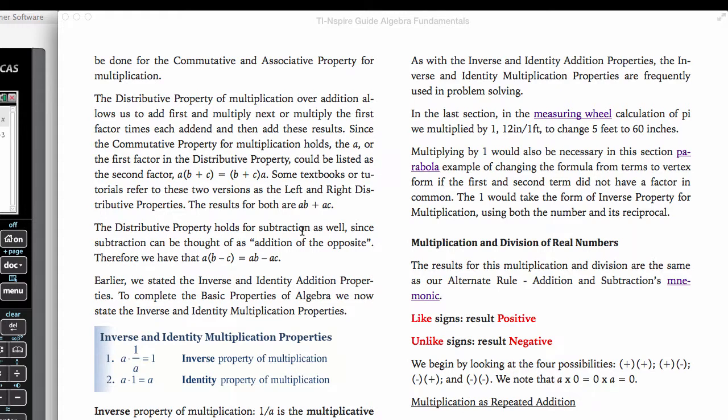We have flipped ahead several pages in our second chapter. We are now looking at multiplication and division of real numbers. If the two signs are alike, the result is positive. If the two signs are unlike, the result is negative.